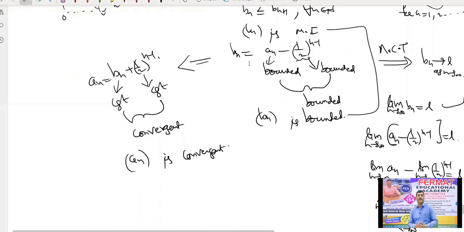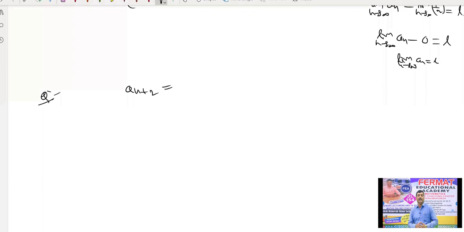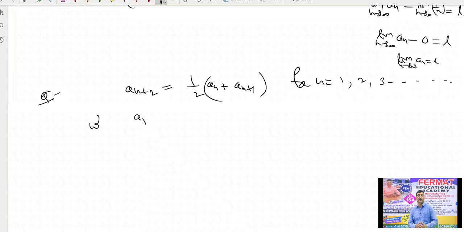Suppose a_{n+2} is equal to half into a_{n+1} plus a_n for n equals 1, 2, 3, 4, going on. You are given that A1 and A2 are given, and this iterated sequence starts from A3, A4, A5. Right? So which of the following is true?